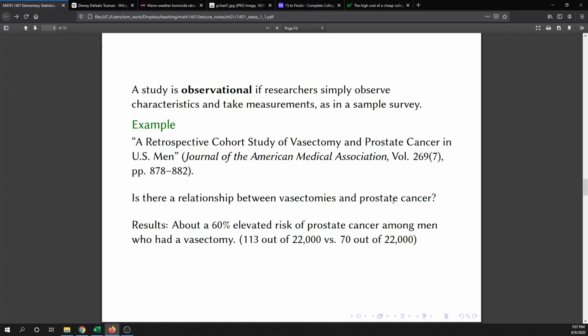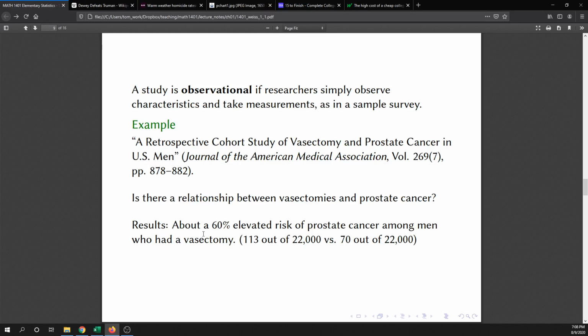Then what they did was sit down and start recording all this information about patients who had vasectomies and their rates of prostate cancer versus men who didn't have vasectomies, and just compare the rates of prostate cancer. So that's observational. The two groups, they're just observing them. There are no treatments applied to the men or anything like that.